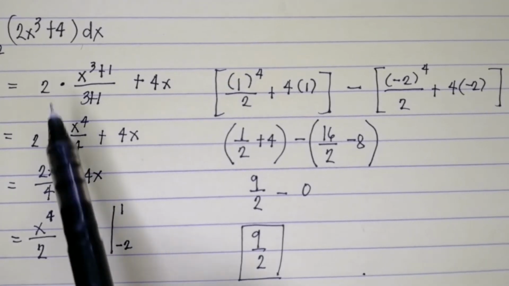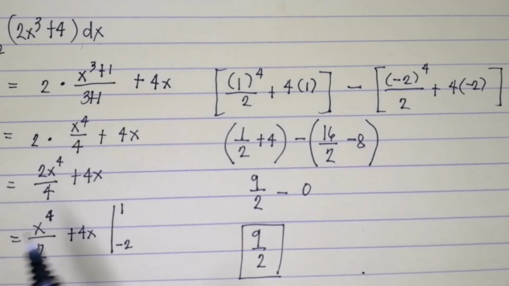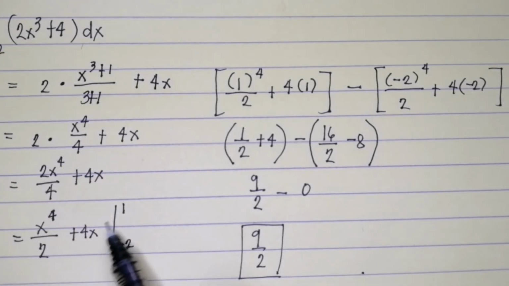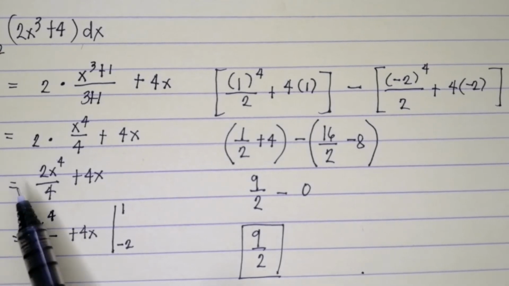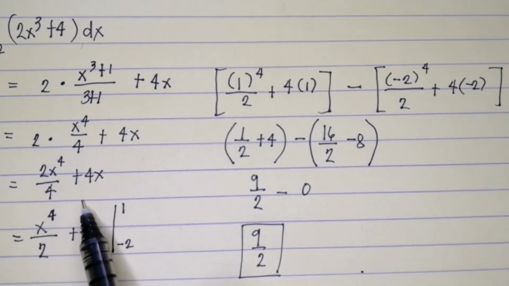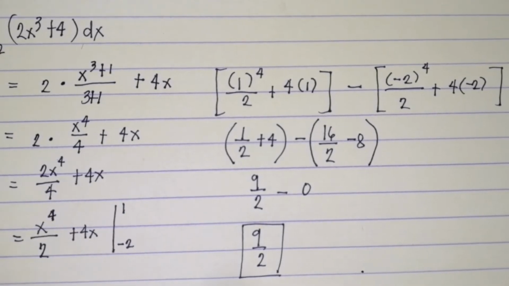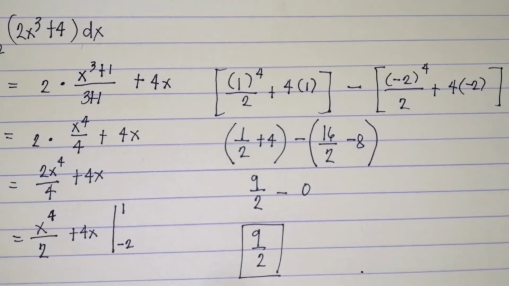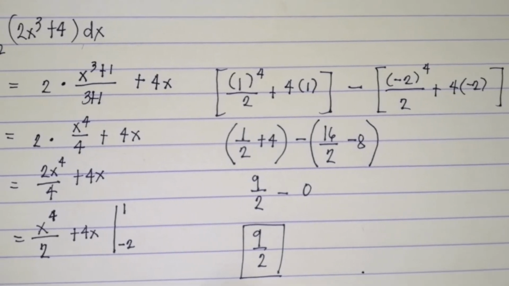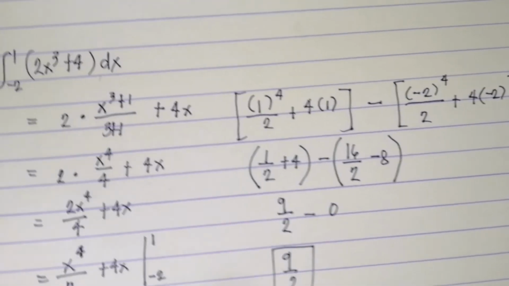Kasi kung mapapansin nyo dito sa number 2, kahit doon sa number 1, ang babasehan natin ay yung sagot natin doon sa antiderivative. Itong 2x raised to 4 over 4 plus 4x. Yan ang gagamitin natin. Diyan tayo magsa-substitute. Okay? So, yun ang essence ng definite integral. Let's have another example.